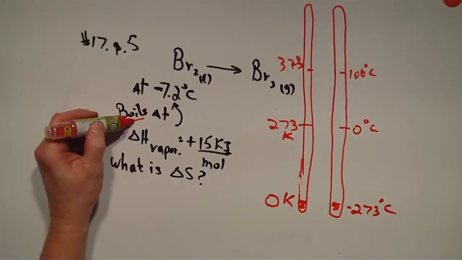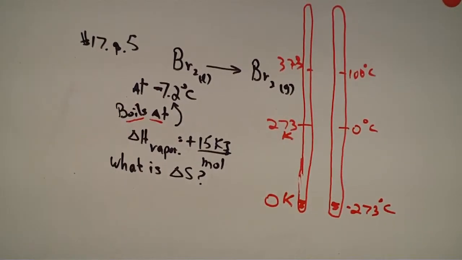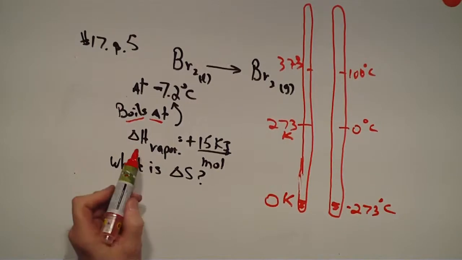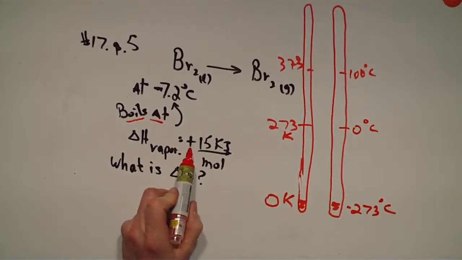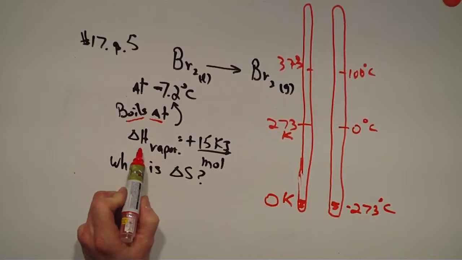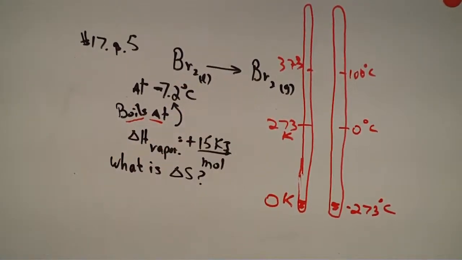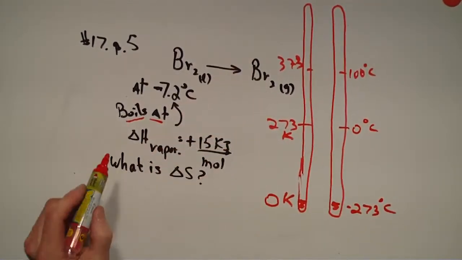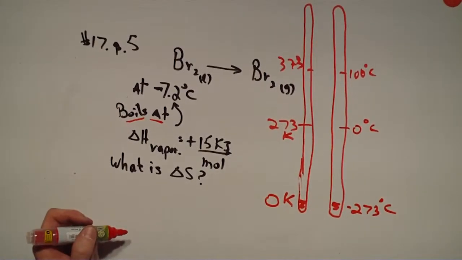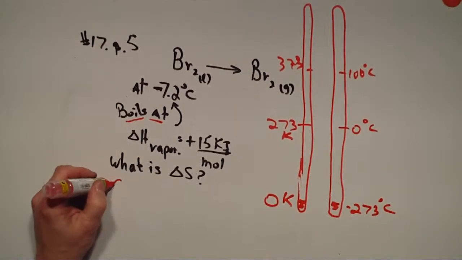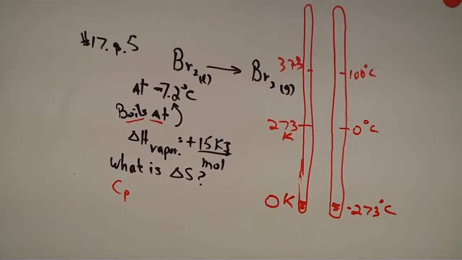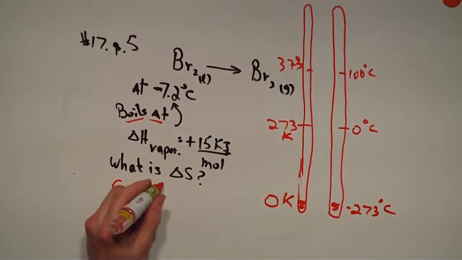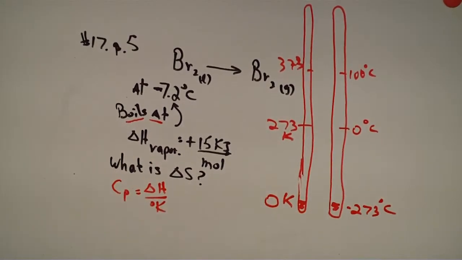It does specify that we're at the very boiling point of bromine and that it takes 15 kilojoules per mole to vaporize bromine at that temperature. What is the change in entropy then in this case? And there is a formula that's on the front. It has the Cp, I don't even know what that means. Cp is equal to the delta H divided by degrees Kelvin.